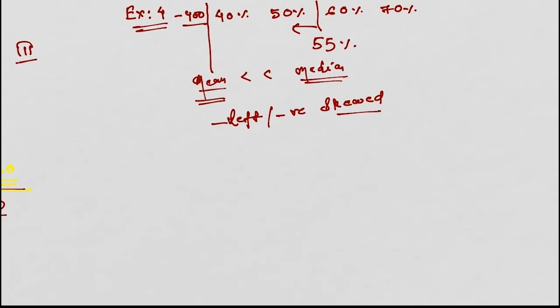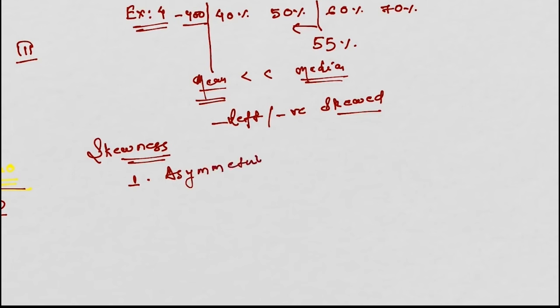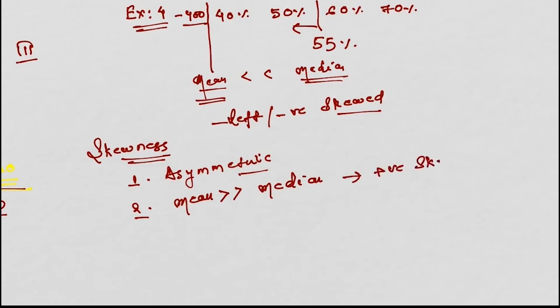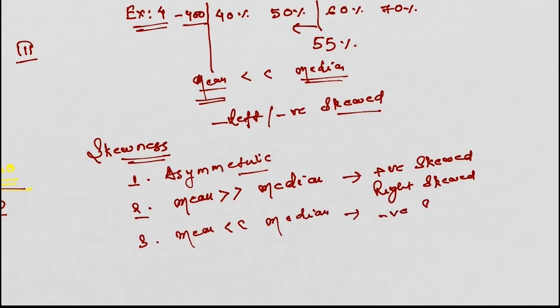Okay. So what we understood so far in this skewness: the first, it measures the asymmetry in the data. The second, if mean is greater than median, it is a positive skewed or right skewed data. Third, if mean is less than median, it is a negative skewed or left skewed data.